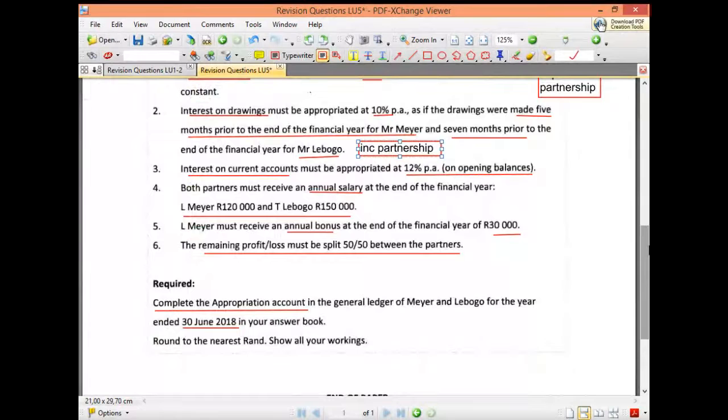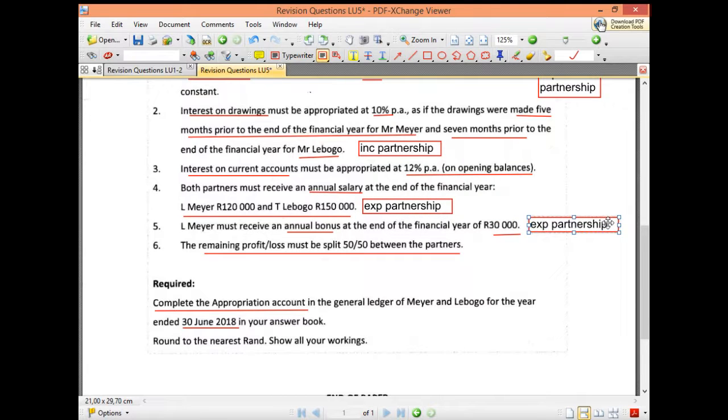Okay, and that is 12% per annum. Then they tell you both partners must receive an annual salary. So Mr. Mayer gets 120,000 and Lebogo gets 150,000. So we also have to account for that. A salary would also be an expense in the partnership. And then they tell you Mayer also receives an annual bonus of 30,000, so that is also an expense.